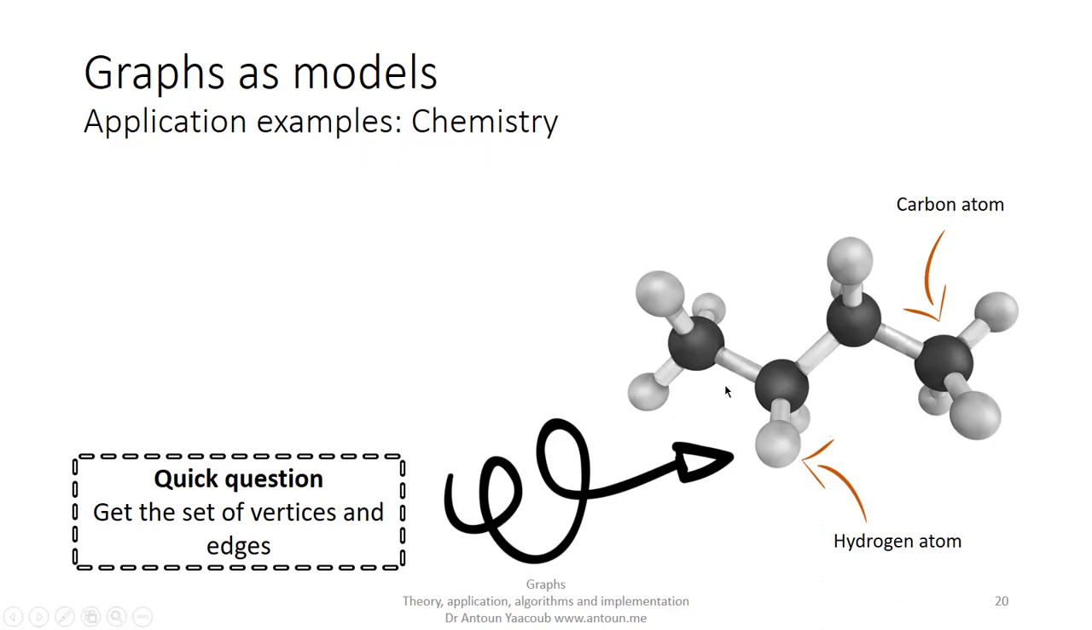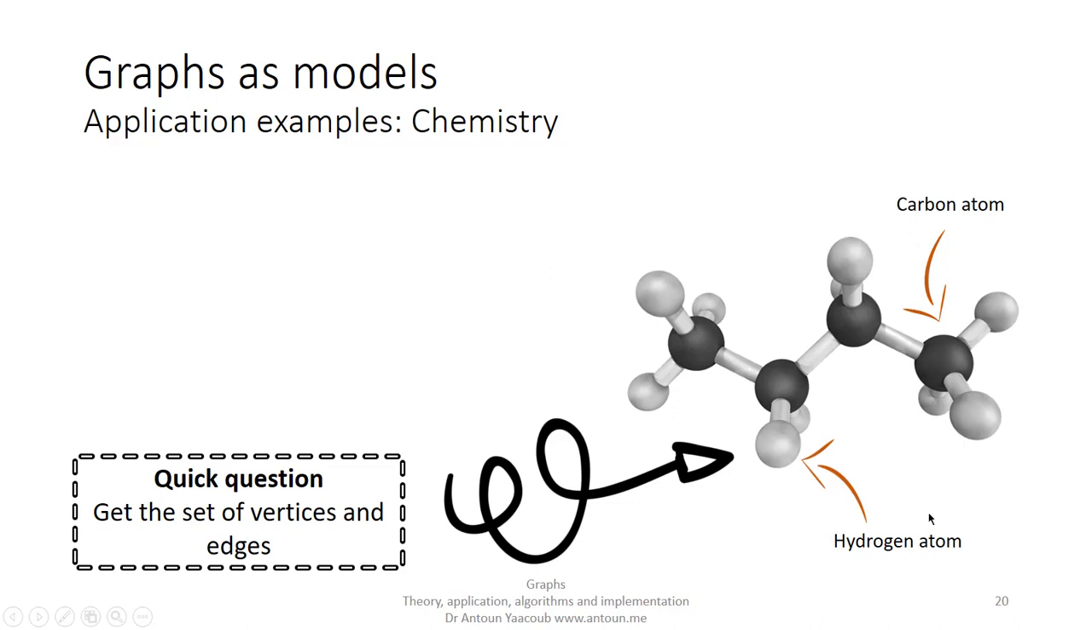So we have here a hydrocarbon called butane. It's composed of hydrogen atoms and carbon atoms. They are asking us to give the set of vertices and edges, so we need to represent this hydrocarbon using a graph. It's very easy to see that I have vertices and I have edges, because I have links between the hydrogen and carbon atoms. And also we have two types of vertices: one is carbon and one is hydrogen.